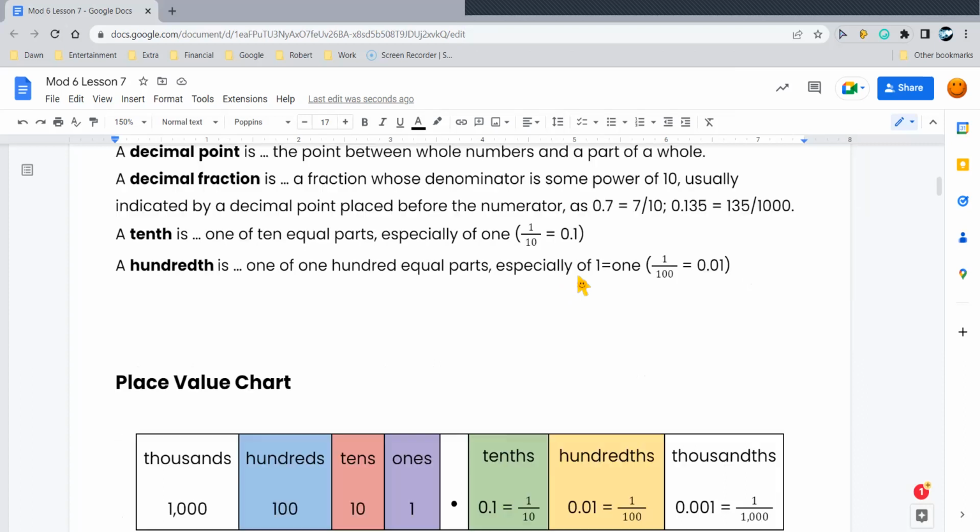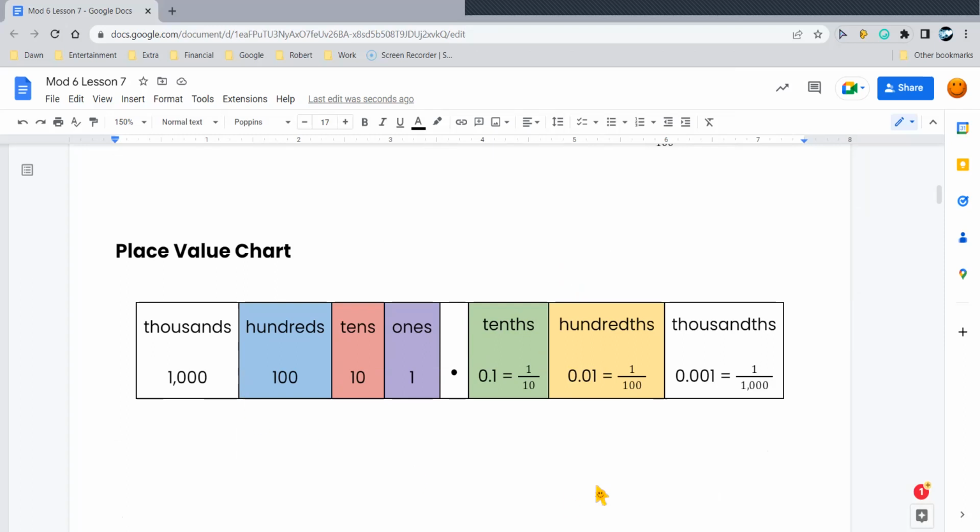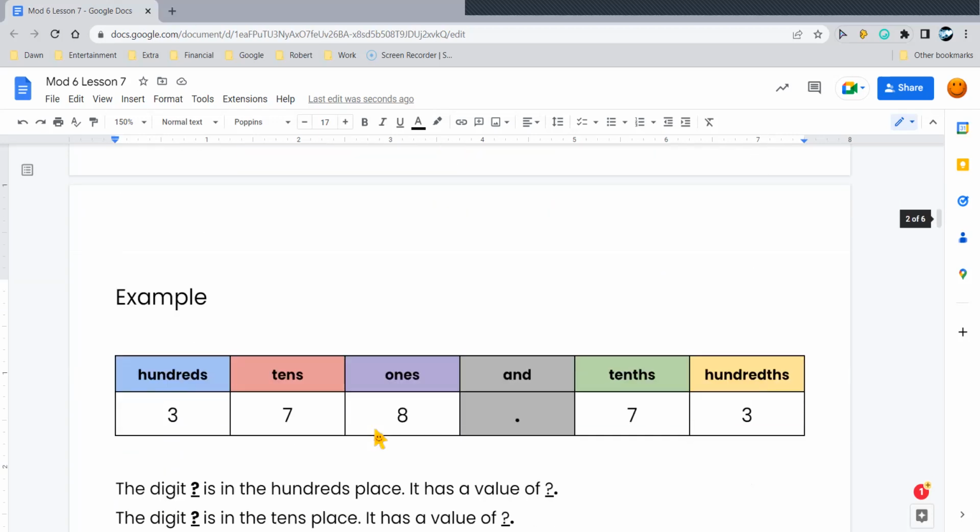Let's get going. We're going to look at our place value chart. If you notice, we have our tens, ones, tenths, and hundredths. We're adding hundreds. So before the decimal, they're hundreds, tens, and ones. After the decimal, this is what I call my TH side because it's tenths, hundredths. It has a TH at the end. Let's keep going and look at our example.